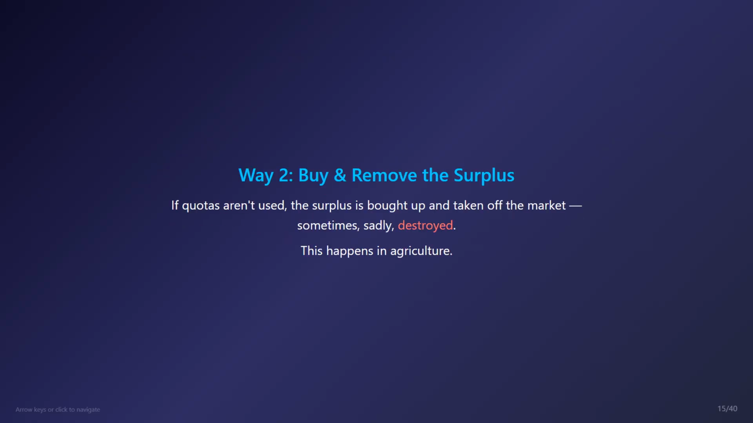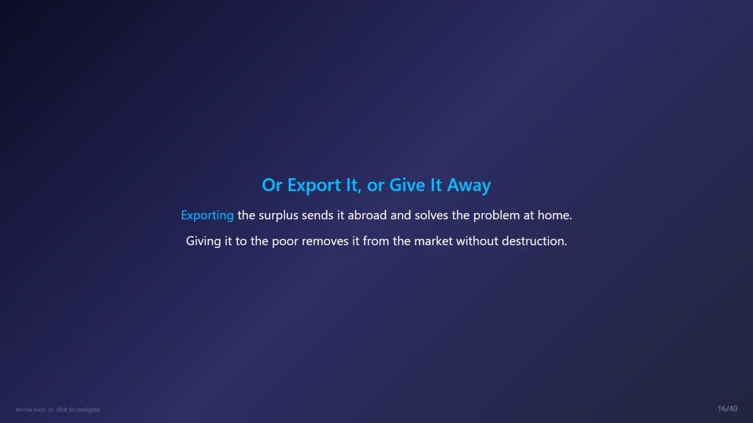If quotas aren't used, the second way is to buy up the surplus and take it off the market. Sometimes, sadly, that surplus is simply destroyed. This really does happen in agriculture. There are gentler versions of the same idea. The surplus can be exported, sold abroad so it doesn't pile up at home. Or it can be given to the poor, which removes it from the market without destroying it.